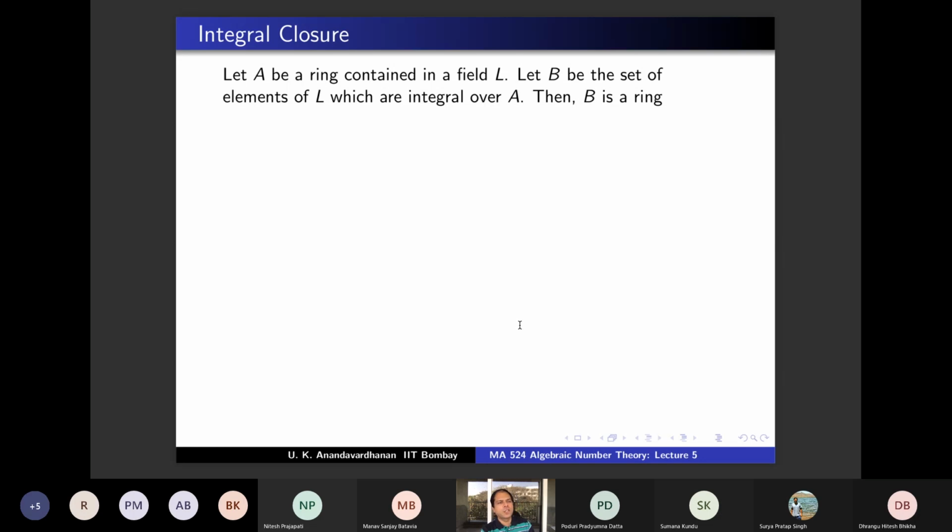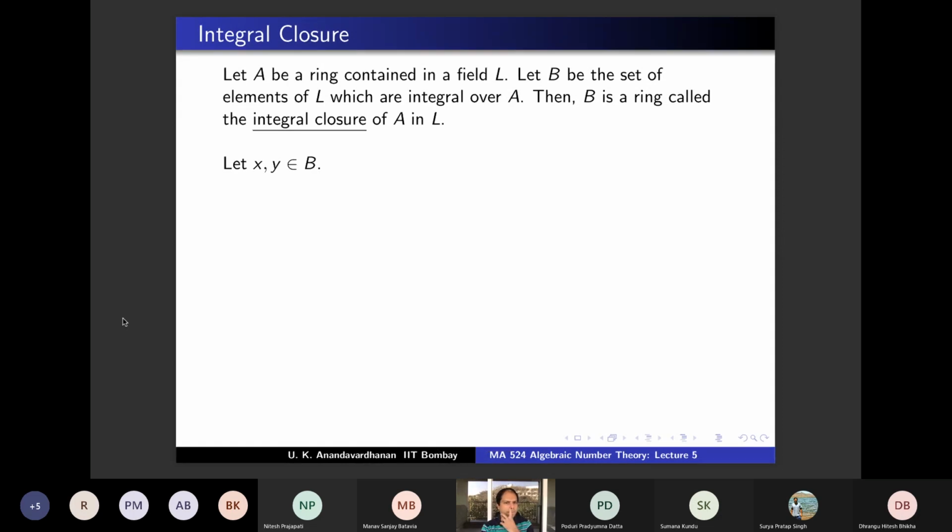If x and y are integral, then x satisfies a monic polynomial, y satisfies a monic polynomial. Now x plus y satisfying a monic polynomial is not all that obvious. Some work has to be done, and similarly for xy. So we will do that. The claim is it's a ring, and that is called the integral closure of A in L. So is the definition clear? A is contained in L. All those elements in L which are integral over A, put that together. It happens to be a ring, and that ring is called the integral closure of A in L. That it is a ring we are yet to prove.